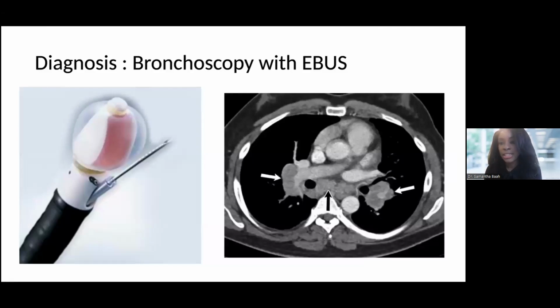So how can bronchoscopy be helpful in the diagnosis of sarcoid? We do bronchoscopy with endobronchial ultrasound. So the patient would be put to sleep, and we would go down with our bronchoscope with a balloon and an ultrasound at the tip. And then we stick our tools in there. We can see the lymph node in real time and do biopsies of it.